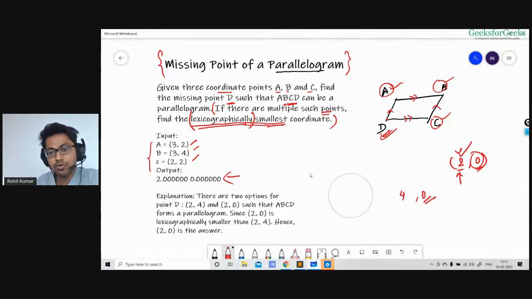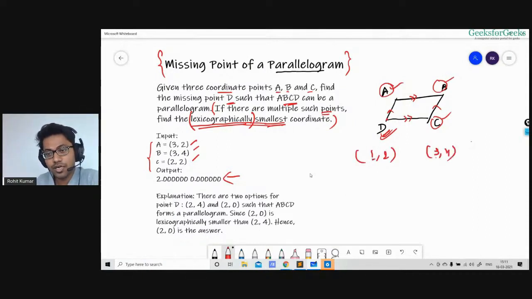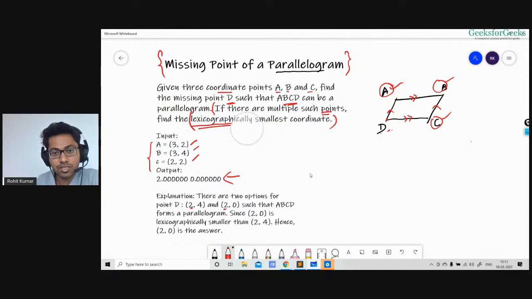Let me take some more examples. Suppose the points were 1 comma 2 and 3 comma 4. Then there is no confusion, because 1 is already less than 3, so I can straight away give 1 comma 2 as my output. The only exception, which I already showed, is when the x coordinates are the same. Then you need to compare the y coordinates. I hope what lexicographically smallest means is clear. Now let me come to the case where we can have multiple such points.